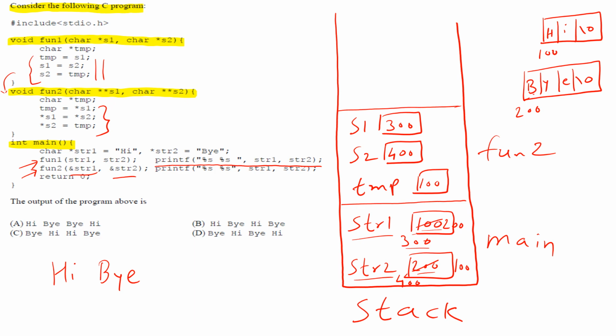When you come back, now when you print str1 and str2, because of %s, you are passing str1, which means you are passing 200, control goes to 200 and we print the string bye. Then control goes to address 100, right, and we print the string hi. So local variables are modified. So what is the output? Bye hi. So the correct option is option A.